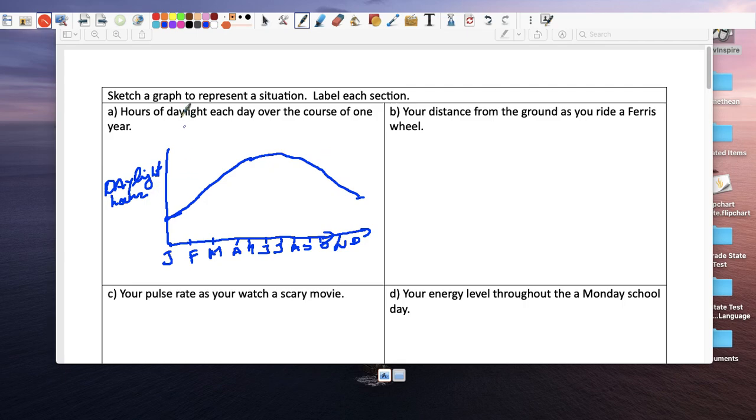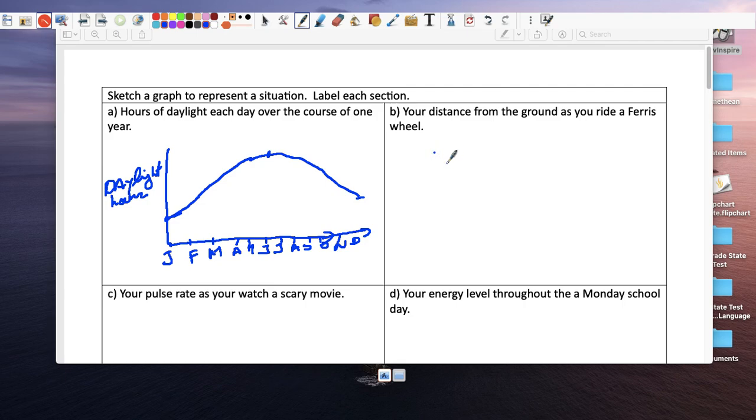So as we approach summer, remember, we have more daylight hours in the summertime, and then we reach a peak the moment we hit June 21st or July 21st. That's the longest day of the year, and then it goes down again. Okay.